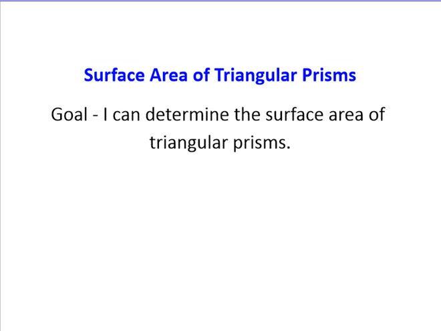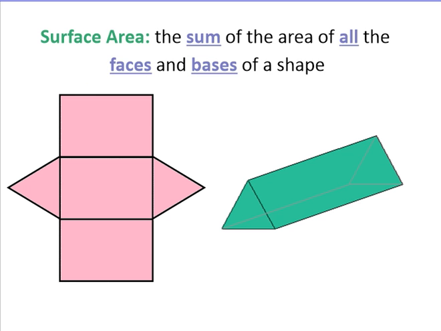So in this video, we're going to look at the surface area of triangular prisms. So your goal is: I can determine the surface area of triangular prisms. To start off with, let's review the definition of surface area. Surface area means the sum of the areas of all of the faces and the bases of the shape. And remember that sum means adding things together.